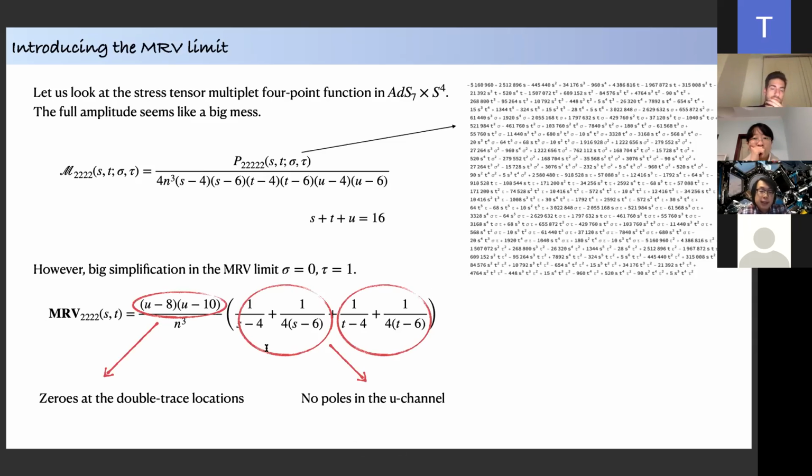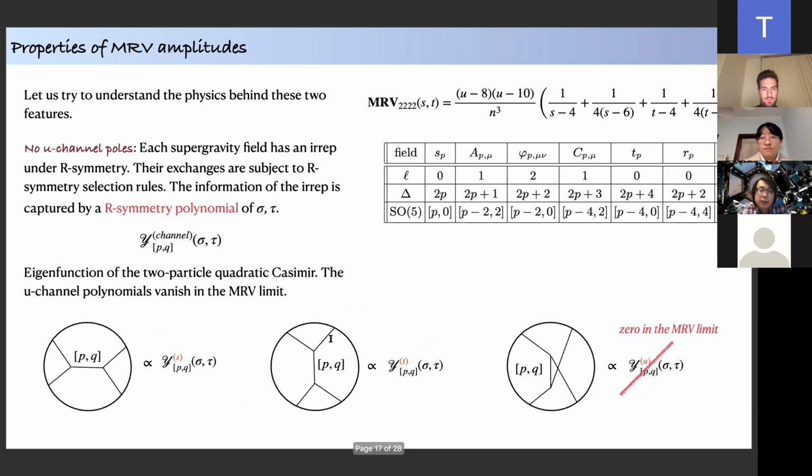And in this answer, there are two features I want to point out. The first is that this MRV amplitude does not have any singularity in the U channel. And the second feature is that this amplitude contains a factor of zeros, which are in the variable U. So let's try to understand why we have these two features. We first start with the fact that there is no pole in U. This part is actually easy to understand.